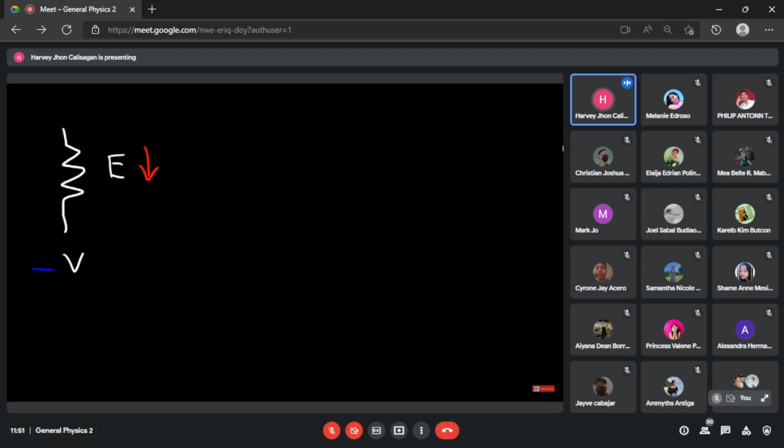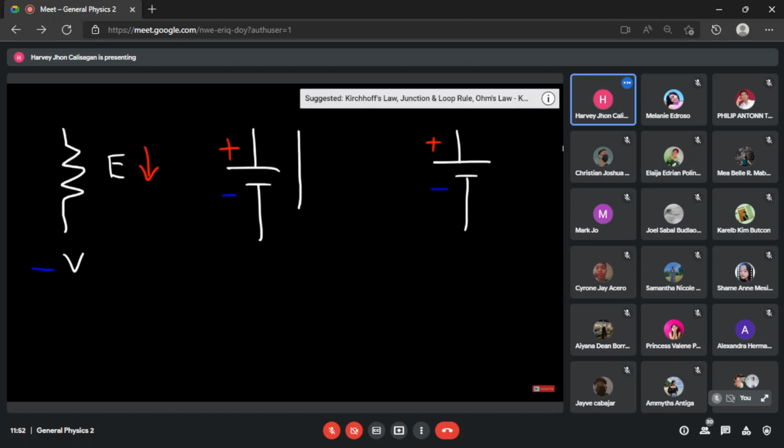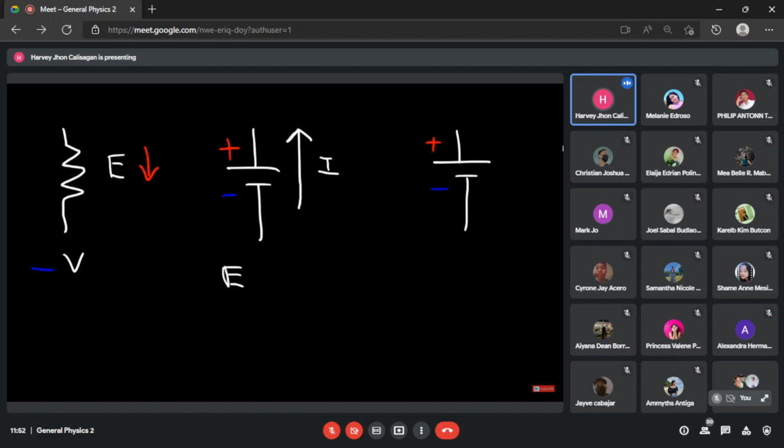So you should always apply a negative voltage. Now a battery can either increase or decrease the energy of the circuit, and for this, you need to look at the direction of the current. If the current is flowing from a low potential to a high potential, then the battery is increasing the energy of the circuit. So in that case, we need to apply a positive voltage to this battery because it's adding voltage to the circuit.